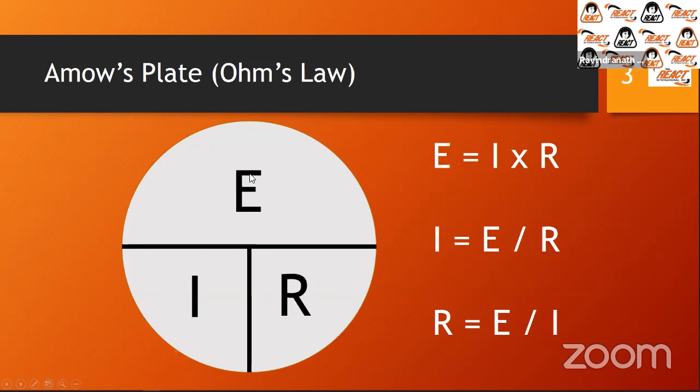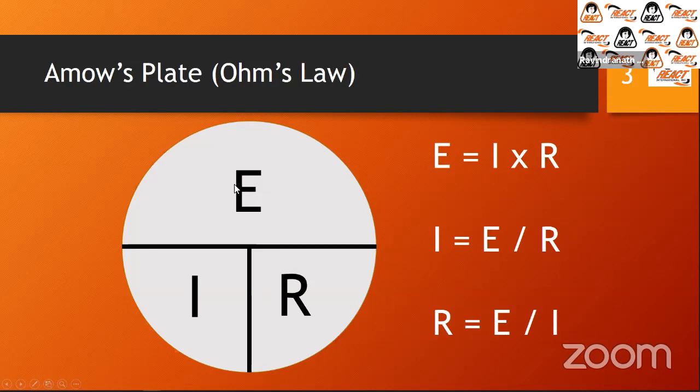You create the plate by putting a little line across the circle, a line from the center of the circle downwards, so forming a sort of a T within a circle, and then you have the 3 terms, E, I, R, almost in alphabetical order.